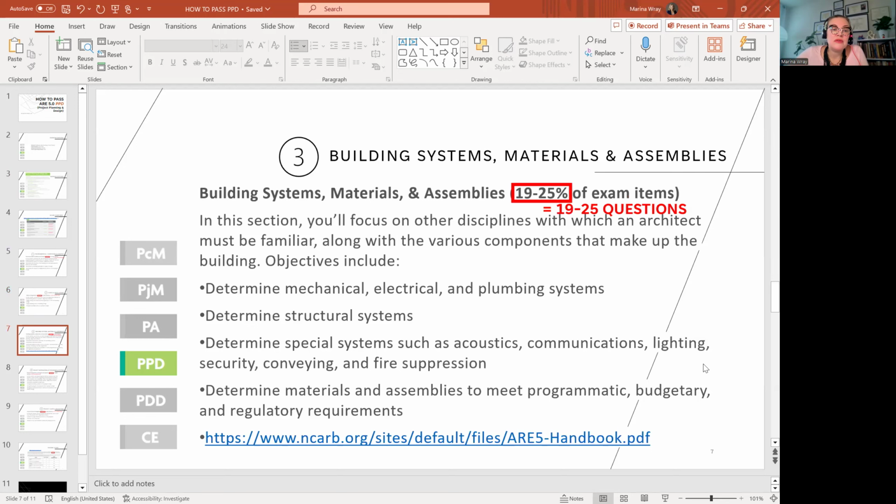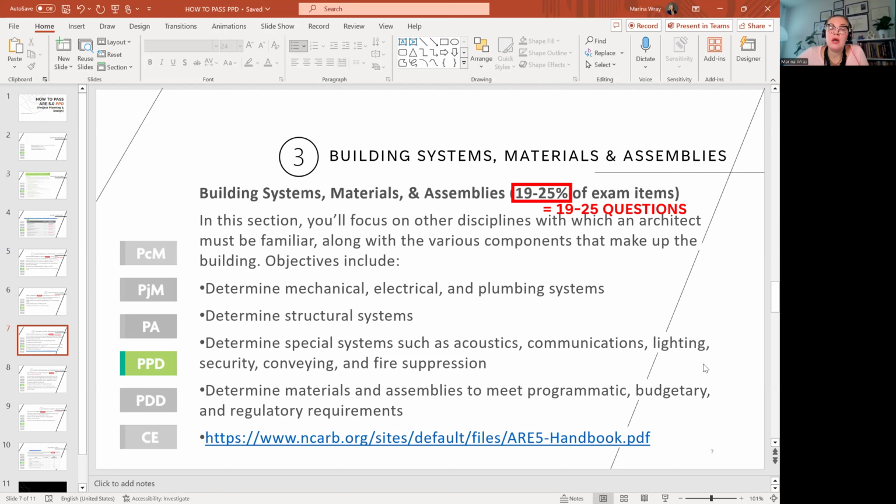So the third section of the exam is building systems, materials, and assemblies. And that's between 19 and 25%, or 19 and 25 questions of the exam. And here you'll focus on other disciplines with which an architect must be familiar, along with the various components that make up the building. So here we will determine mechanical, electrical, and plumbing systems.